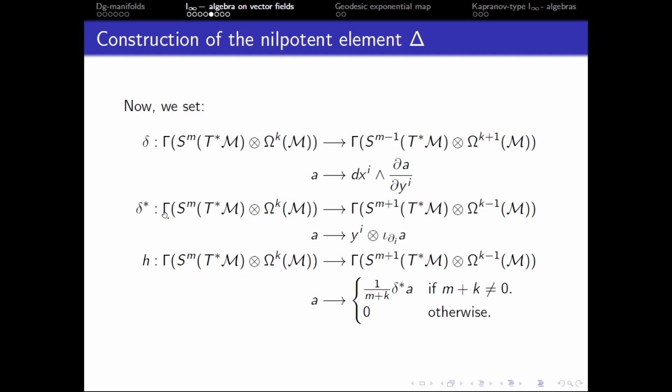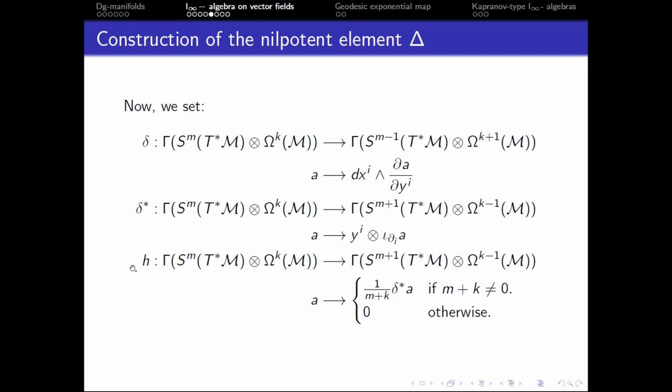Then I consider another operation, which is kind of inverse to delta. So what I do here is that, instead of reducing the degree with respect to the polynomial part, I'm raising the degree. So I take this section of this bundle, I produce the contraction with respect to ∂/∂x^i, and I multiply by this y^i coordinate.